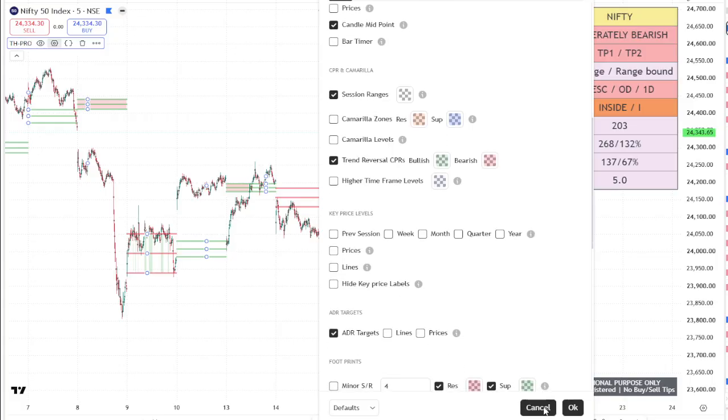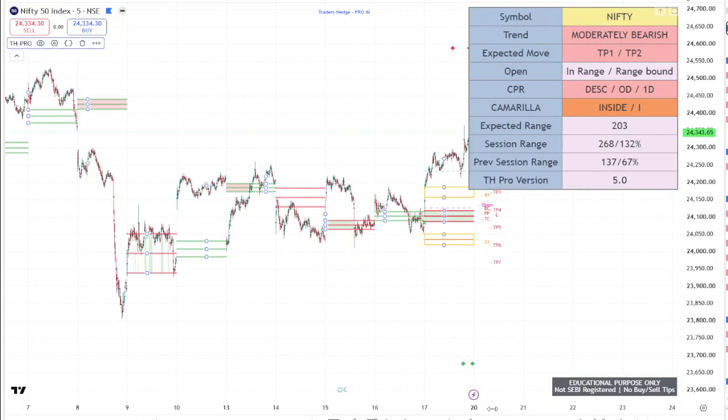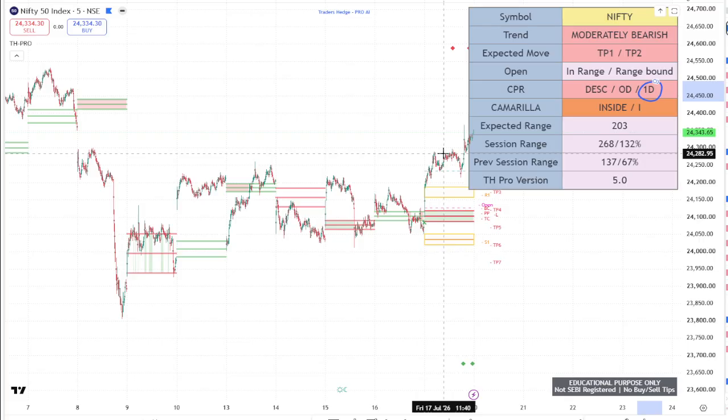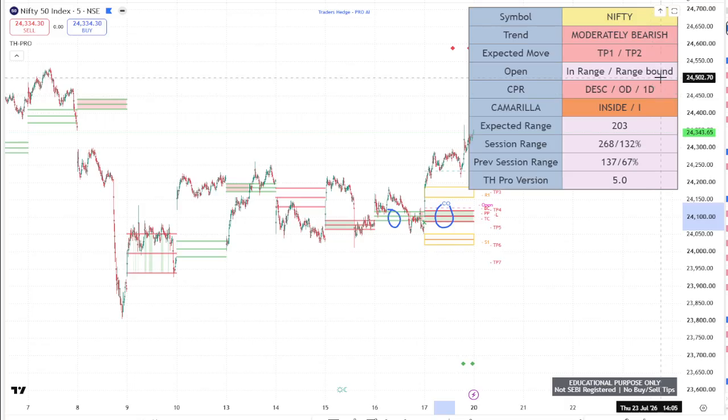Along with this, in the dashboard you can also see if there is an ascending CPR, or descending, and overlapping descending, and how many descending there are. If it is one descending or two descendings, meaning for 2 sessions continuously it is making descending, it will say 2D. If this is the first descending CPR, you can see we had an ascending CPR, this is the first descending CPR, that's why it says 1D, one descending. Okay, that's the logic behind it.